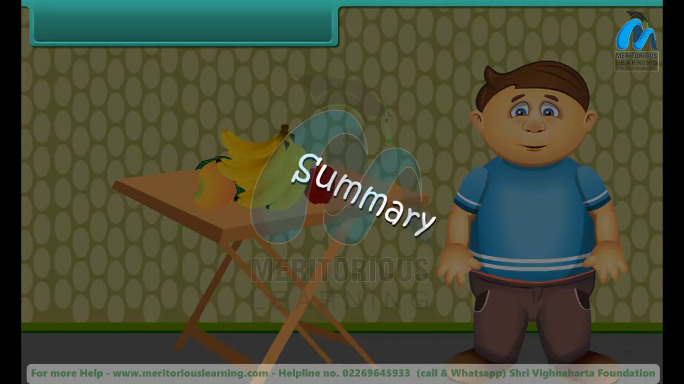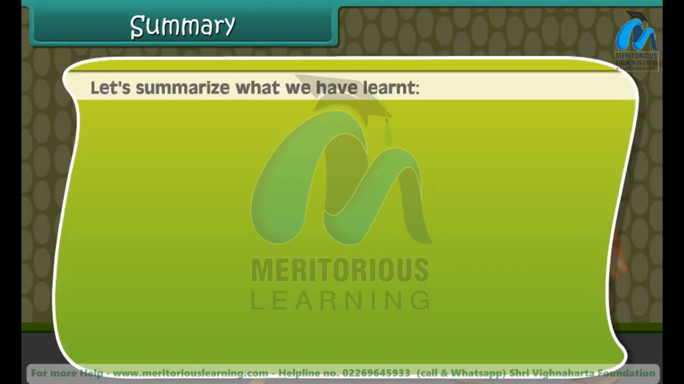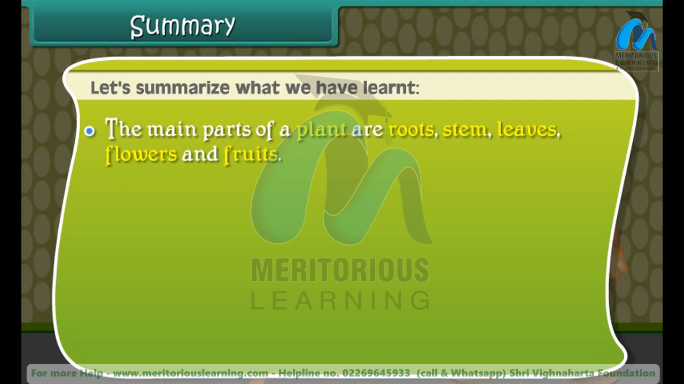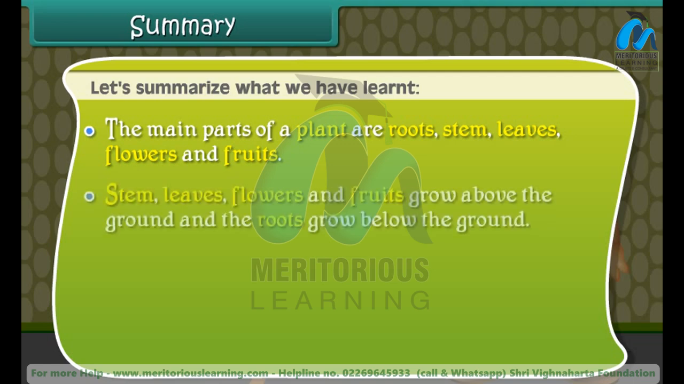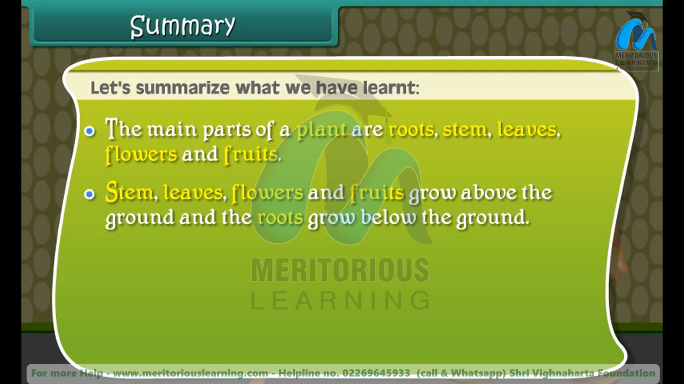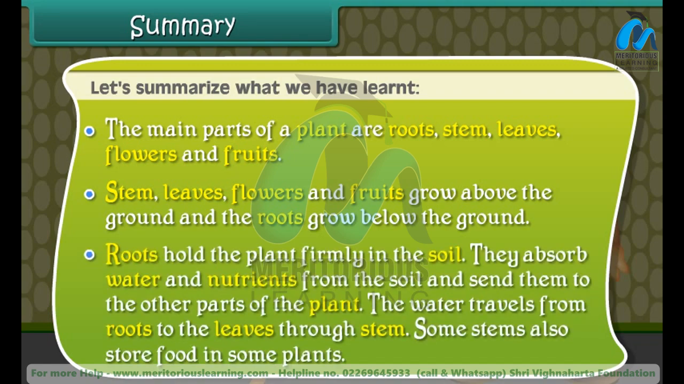Summary. Now friends, let's summarize what we have learnt. The main parts of a plant are roots, stem, leaves, flowers, and fruits. Stem, leaves, flowers, and fruits grow above the ground, and the roots grow below the ground. Roots hold the plant firmly in the soil. They absorb water and nutrients from the soil and send them to other parts of the plant.